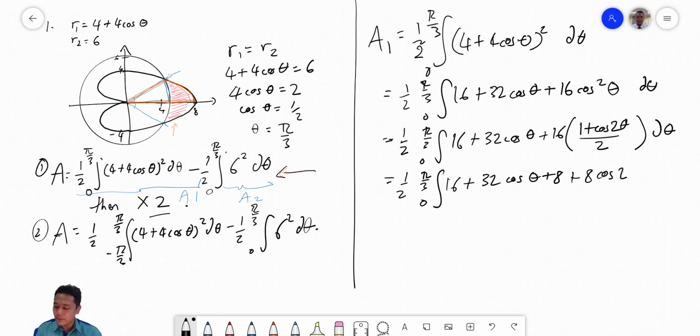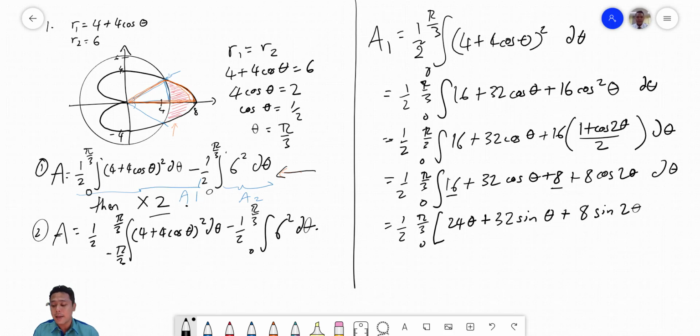8 cos 2 theta, so this will be 8 plus 16 here. Later it will translate to 24. I will do the integration. 24 just now becomes 24 theta plus 32 sine theta plus 8 sine 2 theta. Because this is a double angle, you need to divide it further by 2, so it becomes 4 sine 2 theta.